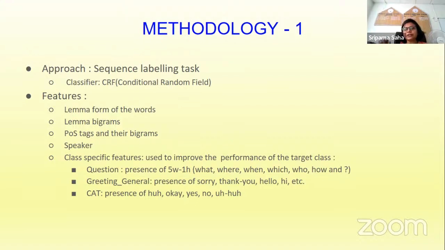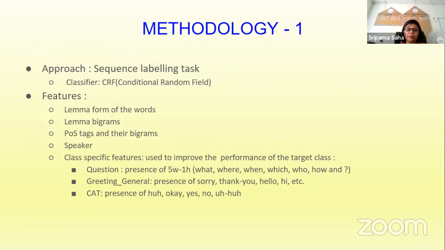Then speaker is one important feature, like who is talking, whether it is the user's turn or the agent's turn. So the speaker information is also used as a feature. Then there are some class specific features, like for questions. For example, I mentioned the presence of WH words: what, where, when, which, who, how, etc., or a question mark. We check whether the first word starts with a WH word or not, and whether the utterance ends with a question mark or not.